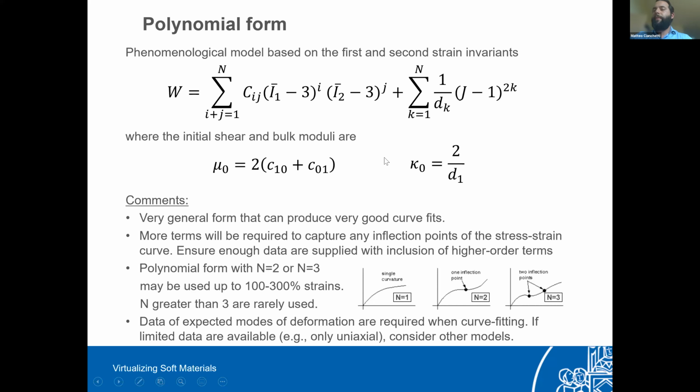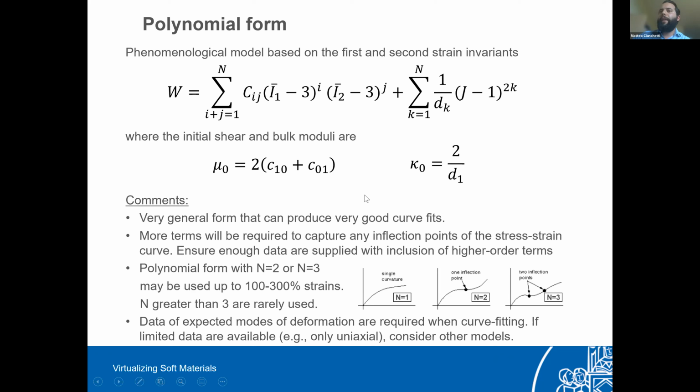There are some comments to add, and also as a guideline on the use of polynomial form. This is a very general form and can produce very good curve fits. And of course, the choice of n is going to determine the order for the polynomial form, right? So the higher is n, the higher is the order of the polynomial, but of course, also the higher will be the complexity of the model.